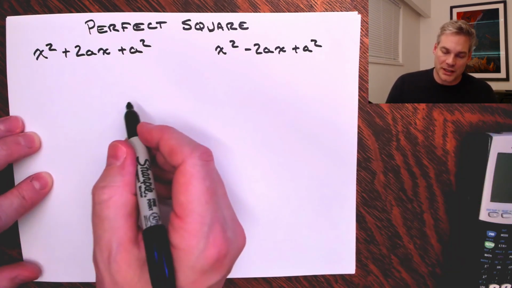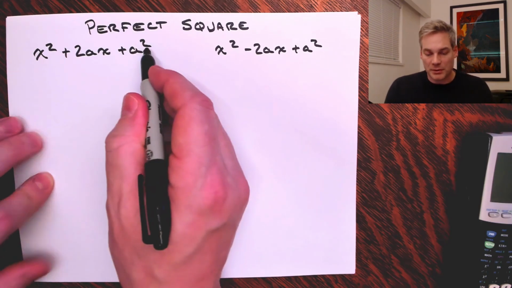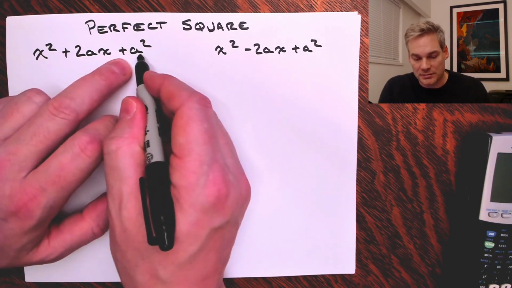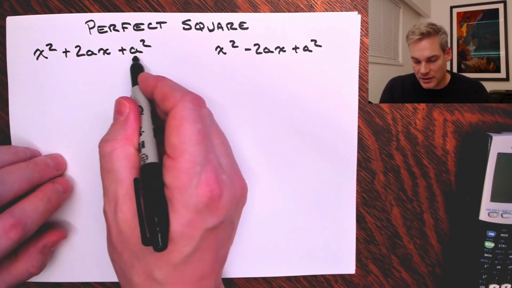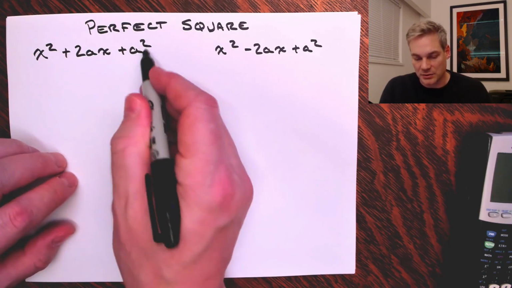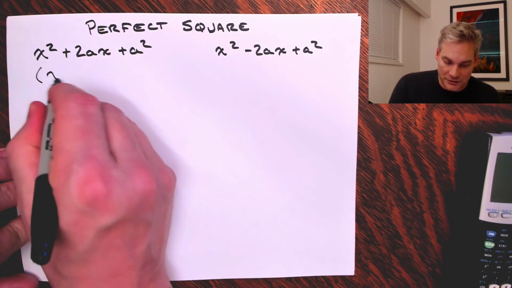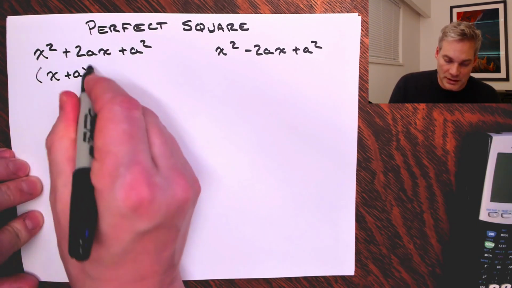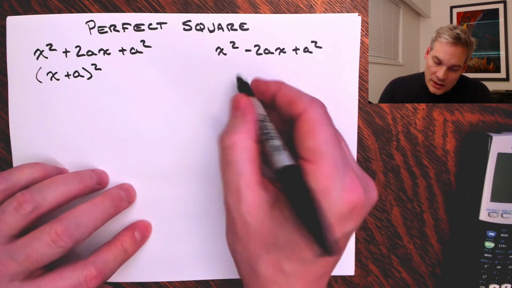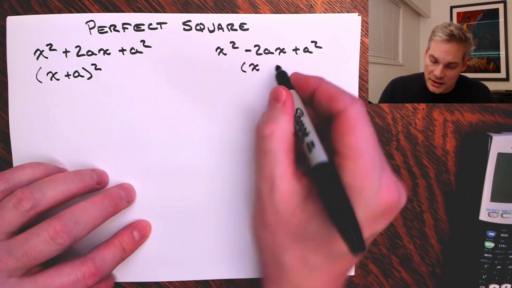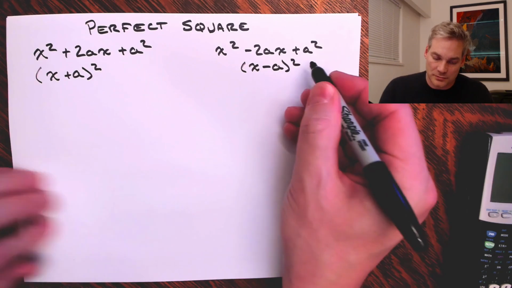So if you were factoring this, we'd want to find two things that multiply to a squared and add to 2a. So a times a is a squared and a plus a is 2a. So that's how we factor it. So it would have a factored form of this. And this one, because there's a negative, would have a negative there.